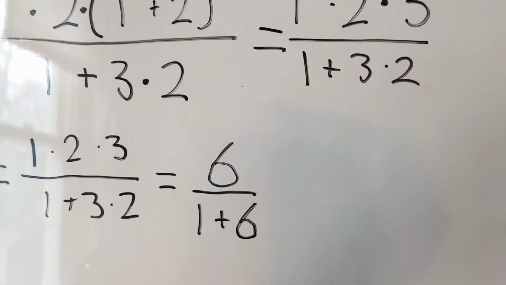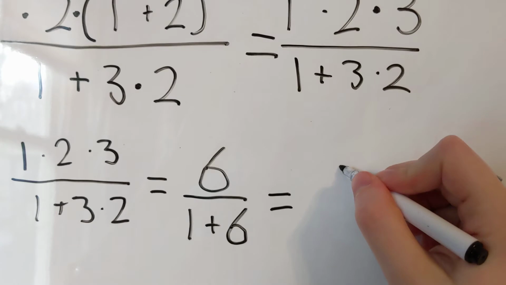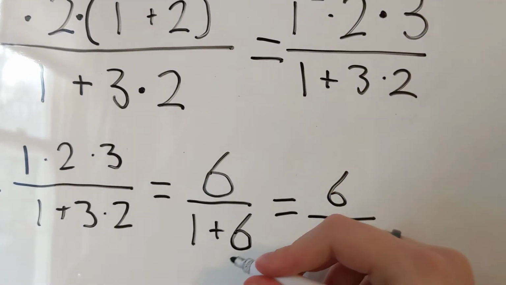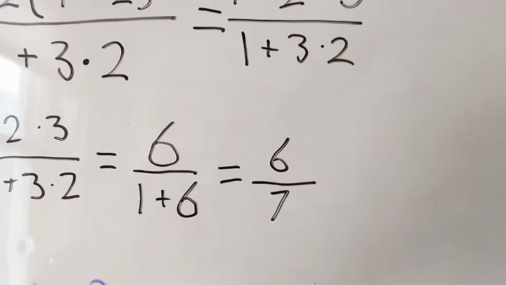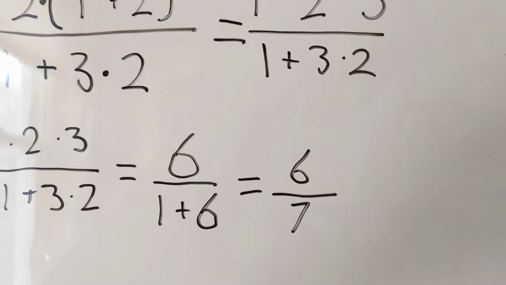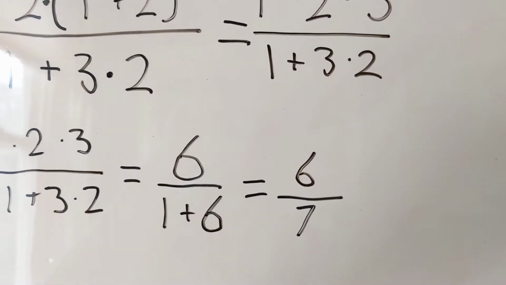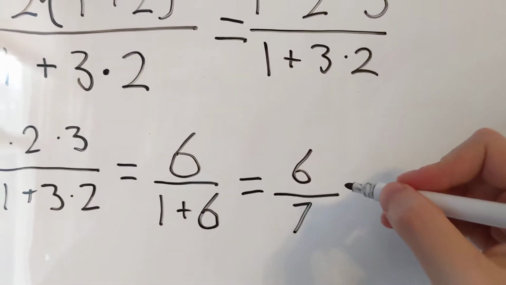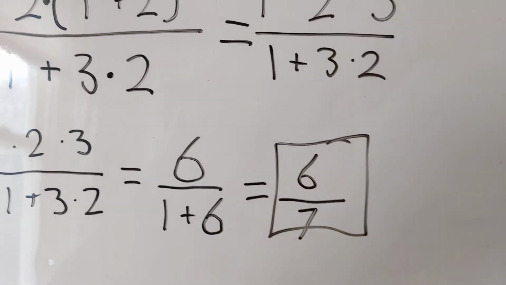The next step in our operations is addition. The numerator is just 6 still. The denominator, we have 1 plus 6. 1 plus 6 is 7. And so we have 6 over 7. At this point, you can either use a calculator to get a decimal answer, or you can just go ahead and leave it as a fraction. Since this fraction cannot be simplified, that becomes our final answer.